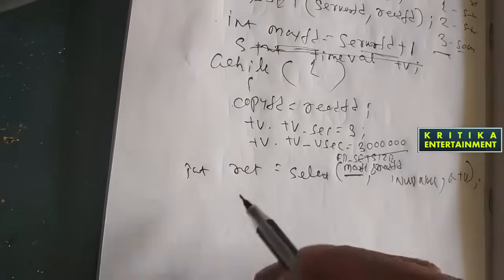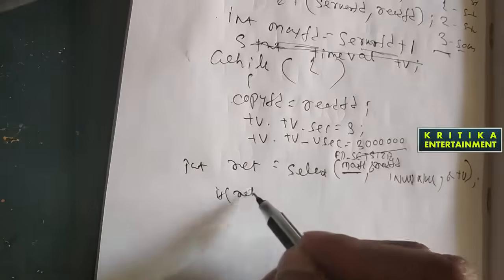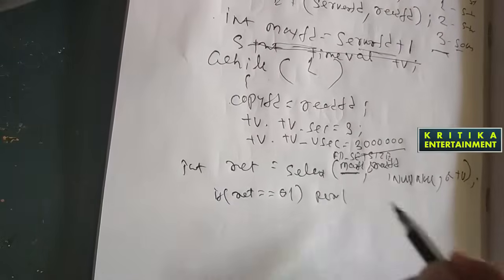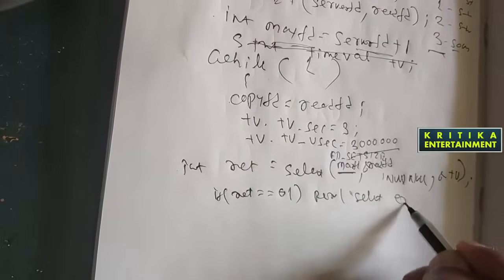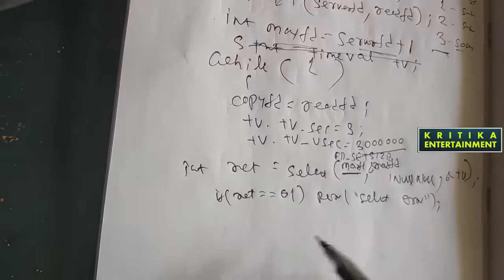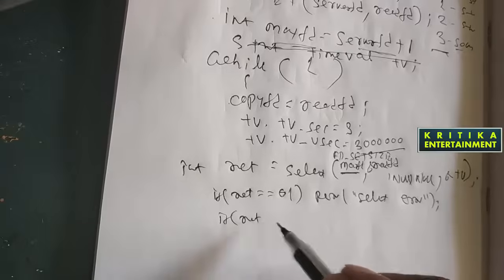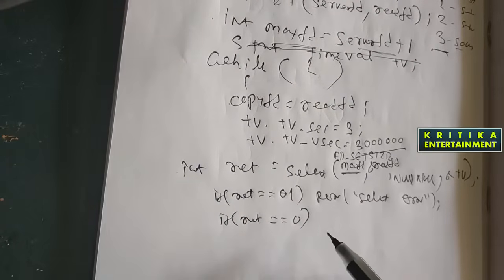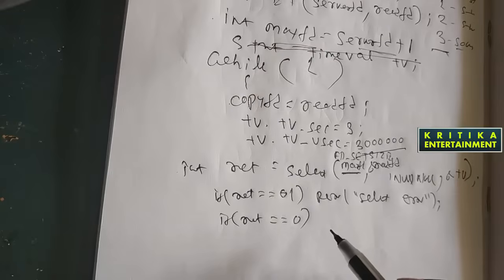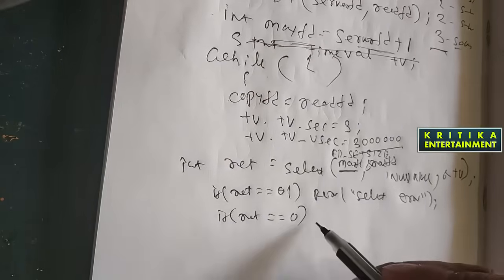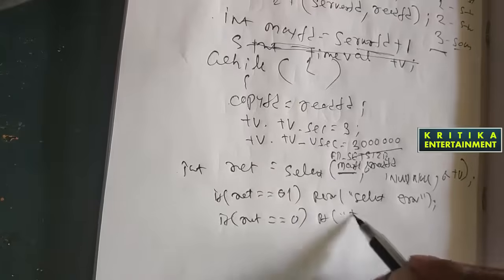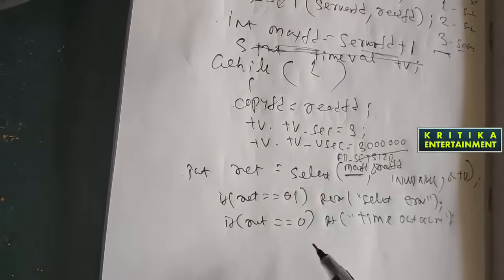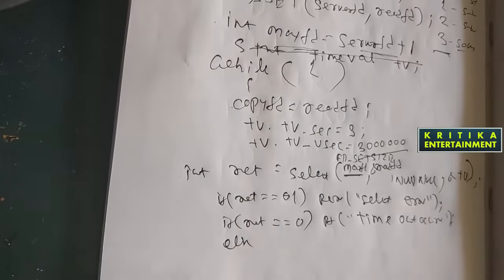Then here we write if return is equal to -1, then perror, select error. If return is equal to 0, I have told you that if no data is found, the select function will return 0, so what will it print? No timeout occur. So printf no timeout occur. Okay, else if.